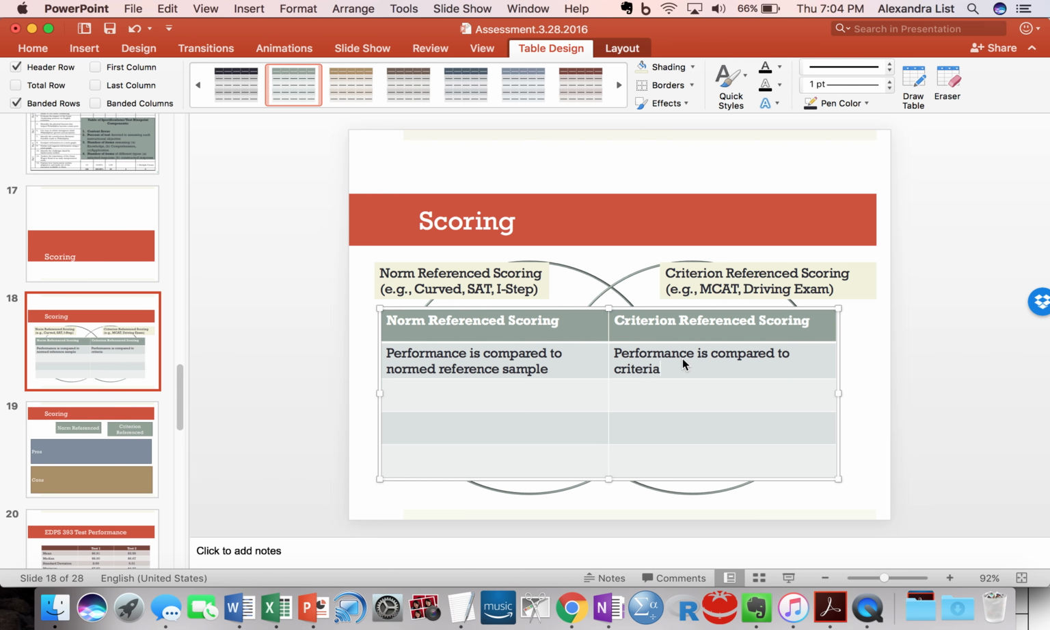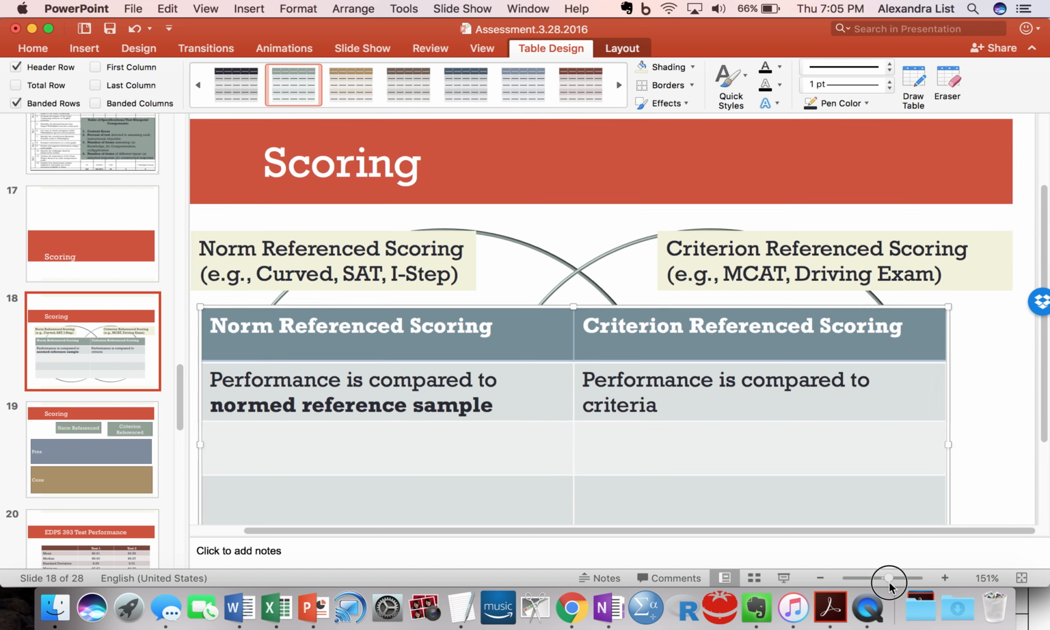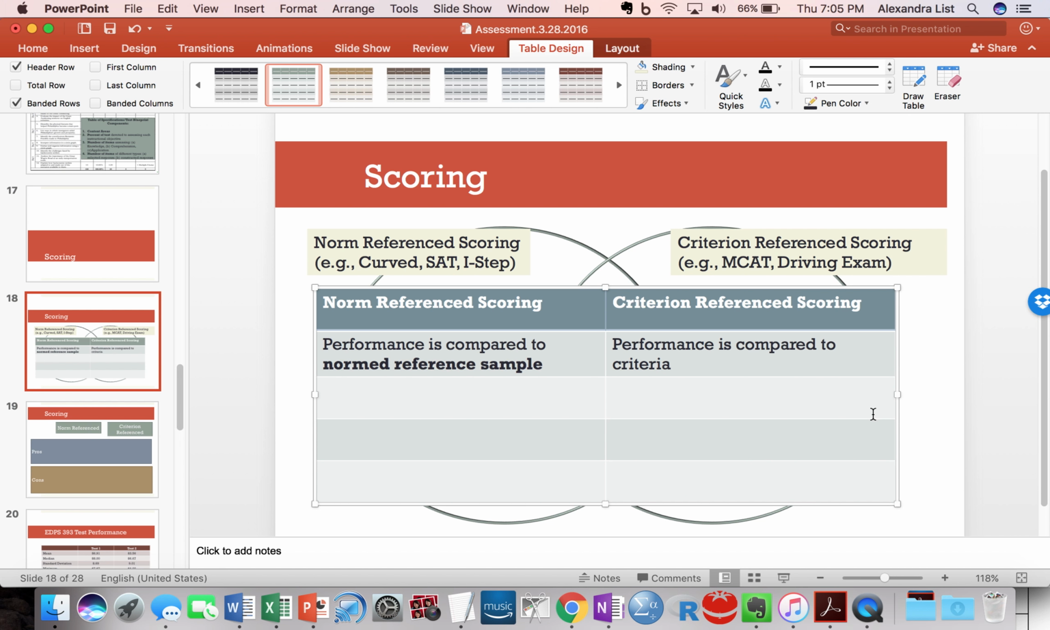I just want to make a small note about what I mean by normed reference sample. For most standardized tests, like the SAT or the I-STEP, the normed sample is literally hundreds of thousands of other students taking the same kind of test. You need a very large sample to build the normal curve we talked about to compare performance. If I built a normal curve out of the scores just in this class, where there are only 9 of you, that wouldn't give me a very good normal curve. It wouldn't be enough of a distribution to say this is a good estimate of your performance relative to other people.